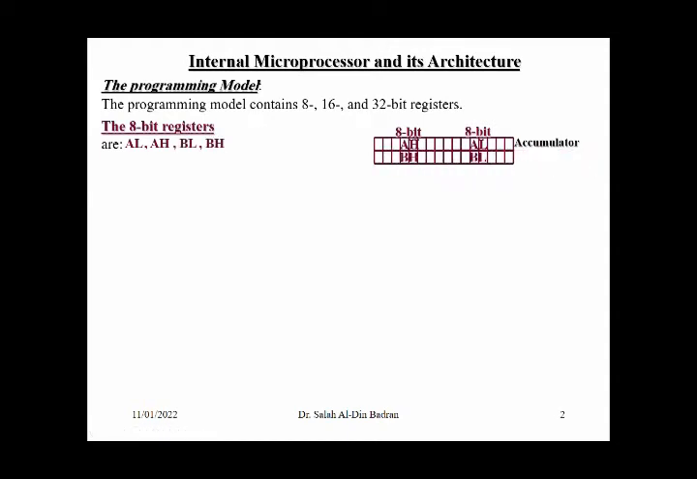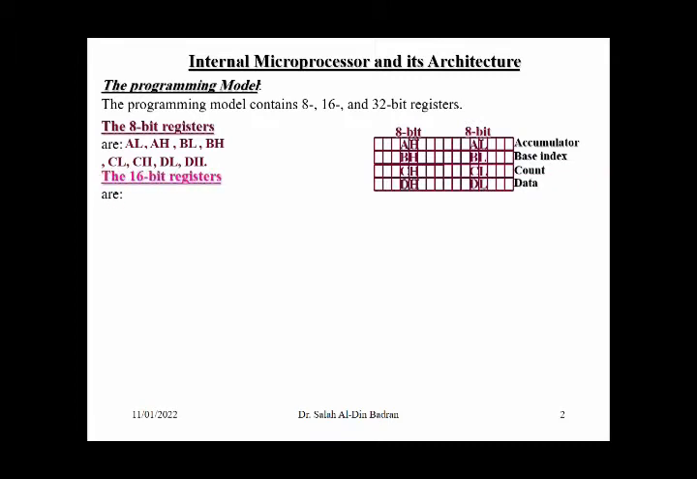BL, BH, the base index registers. The same thing, we have here 1 byte and 1 byte: the higher byte, and this is the lower byte of the base index. CL and CH for count, this is the count register. DL and DH, data register. The 16-bit registers are AX.